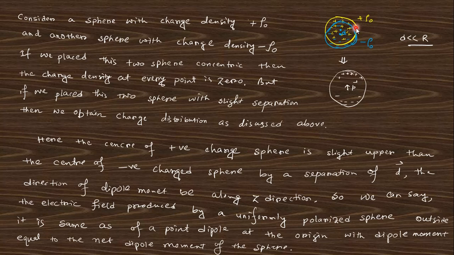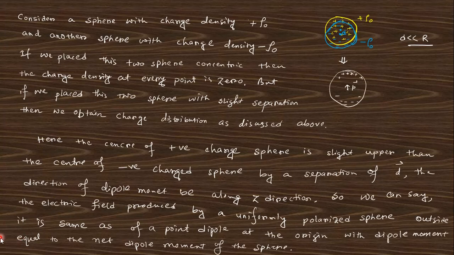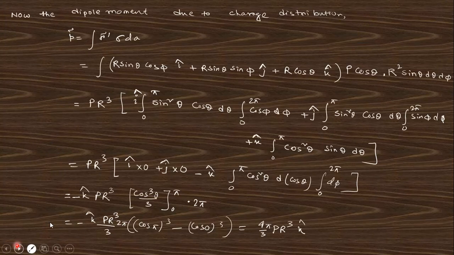So this makes a dipole, due to this surface charge density. Okay, and if you want to find this dipole moment, you can easily find it. You know the process to find the dipole moment.